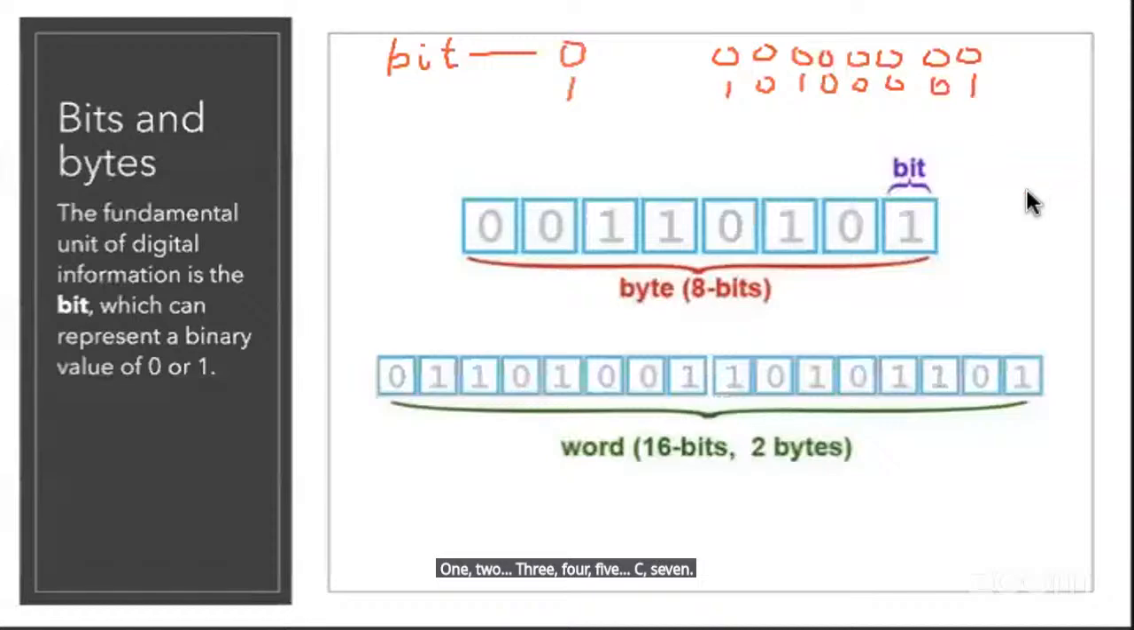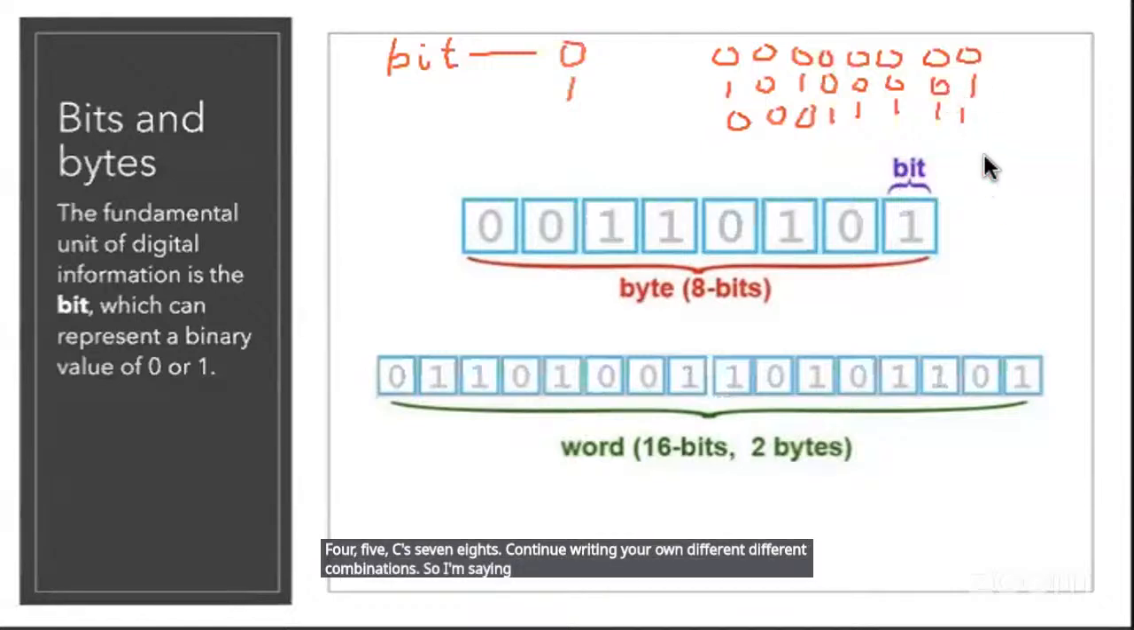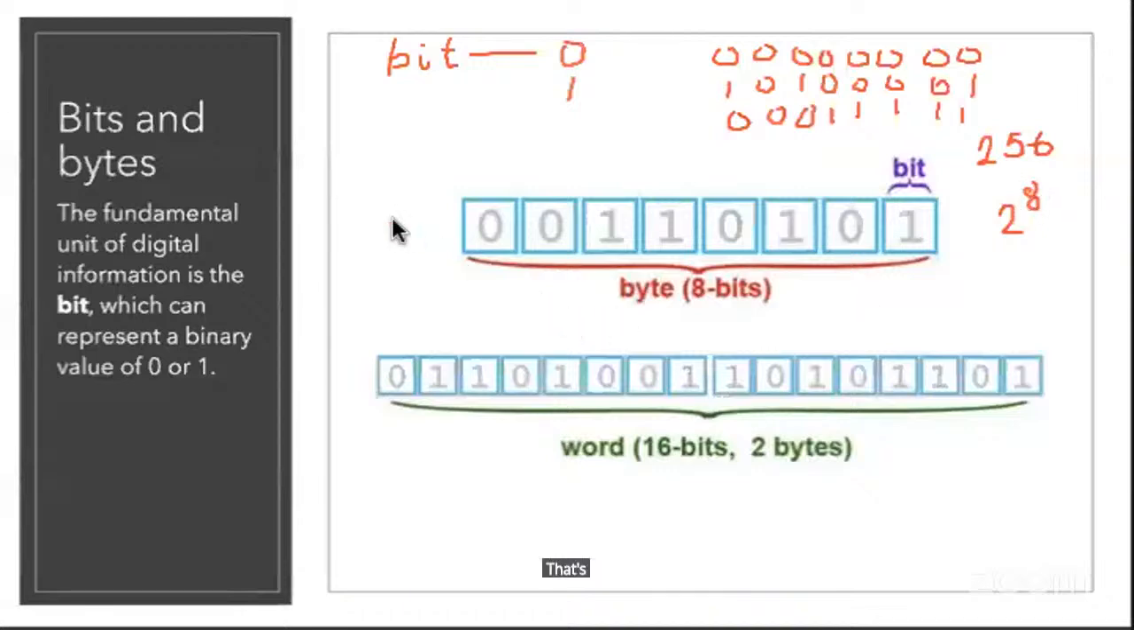You can write your own, provided it's 0 and 1. I can start with 0, 2, 3, 4, 5, 6, 7, 8. Continue writing your own different combinations. So I'm saying that if you count, you are going to get up to 256 unique combinations of a byte. And this 256 is 2 raised to power 8. That's mathematics, because 8 bits is making up a byte, so 2 raised to power 8 will give you this.